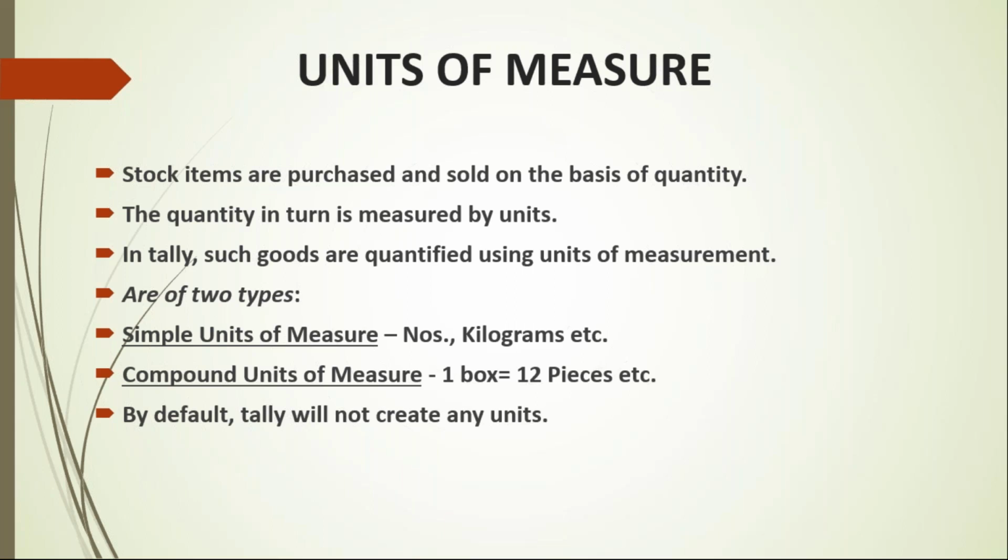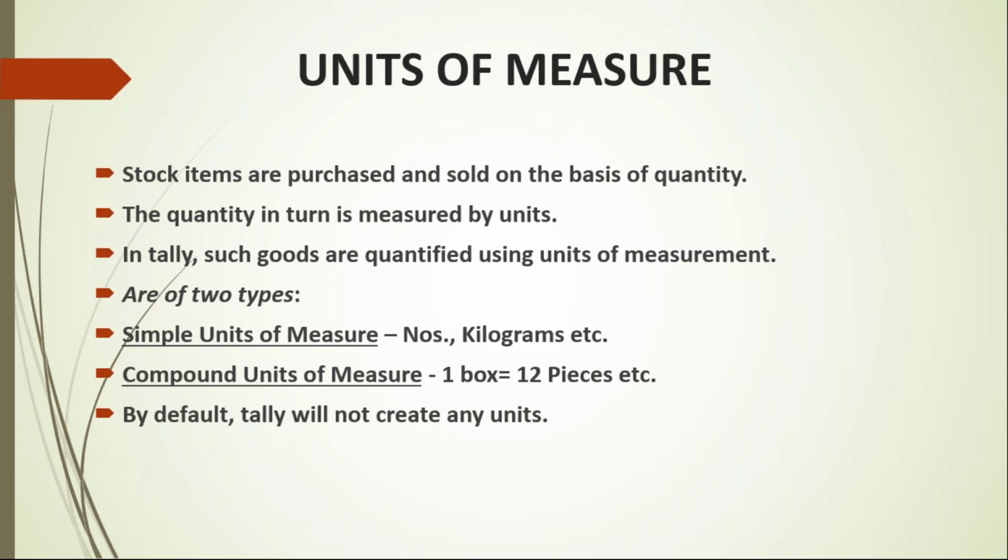So like this, each and every commodity or product is measured in terms of units. So stock items are purchased or sold on the basis of quantity. The quantity in turn is measured by units. In Tally, such goods are quantified using the units of measurement. So here we have 2 types of units of measurement. One is simple units of measure. Second is compound units of measure.